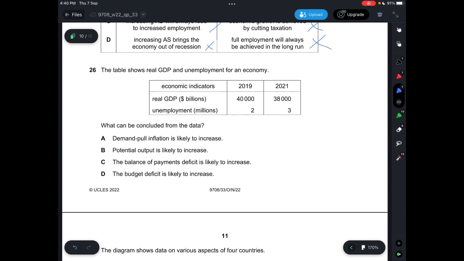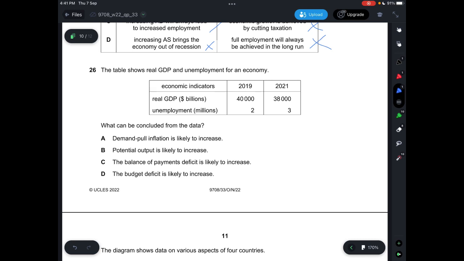Question 26, the table shows real GDP and unemployment for the economy, and what can be concluded from the data. You can see that in 2019, the real GDP is $40,000 billion, and in 2021, it's 38,000 billion. Unemployment in 2019 is 2 million, and in 2021 is 3 million. So from this data, what can we conclude?